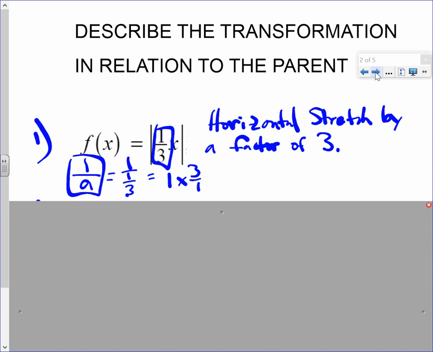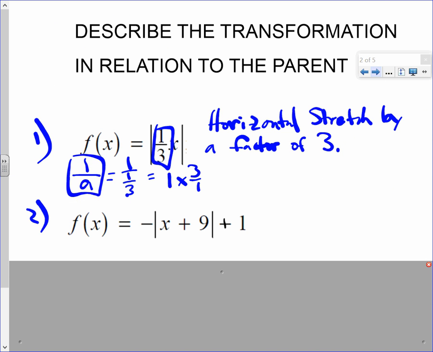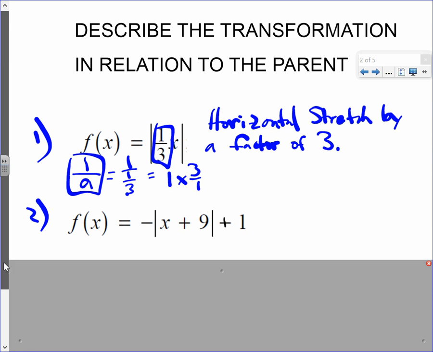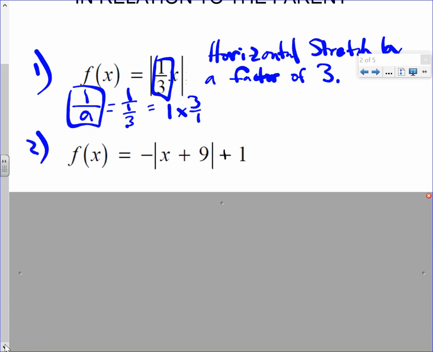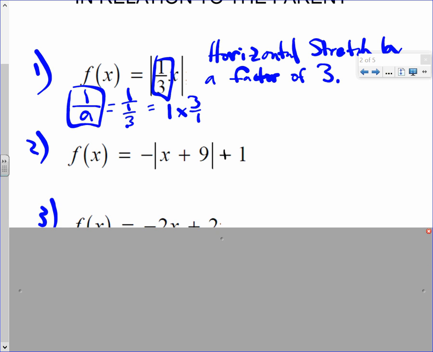Watch. Number 2. Write this down. We're going to do 4 quick examples. Here we go. Number 2. F of x equals negative absolute value of x plus 9, plus 1. Write that down.